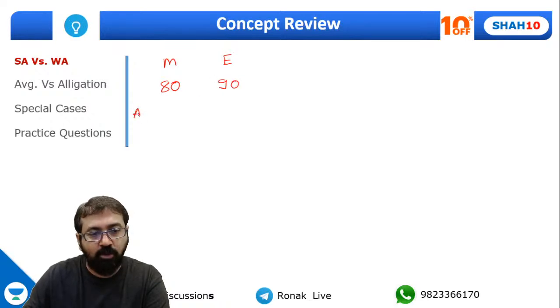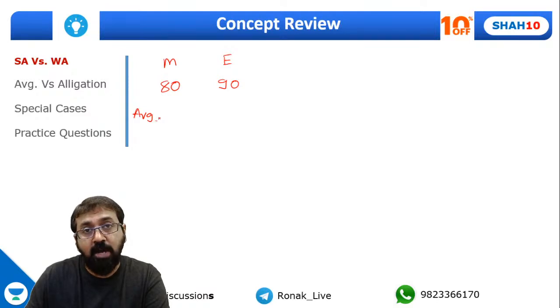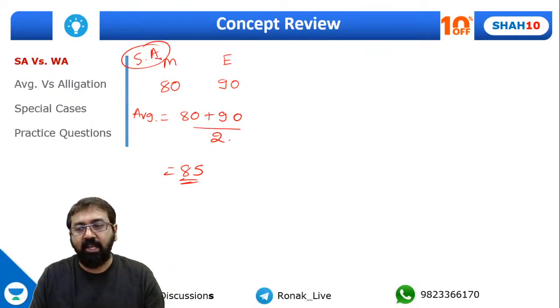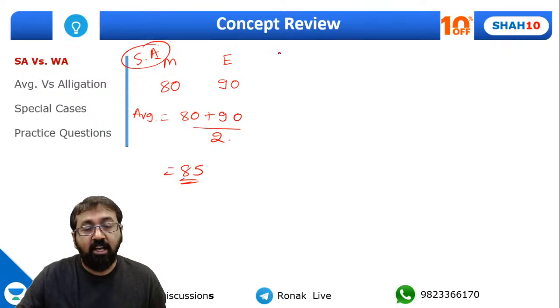If I ask you to find out the average marks obtained in both the subjects put together, how do you find the average? You must be doing it this way: 80 plus 90 by 2, right? This way of finding average is nothing but simple average. Just adding the values and dividing by the number of values. So this is called simple average or arithmetic mean. But then we can't use this method to find out average all the time.